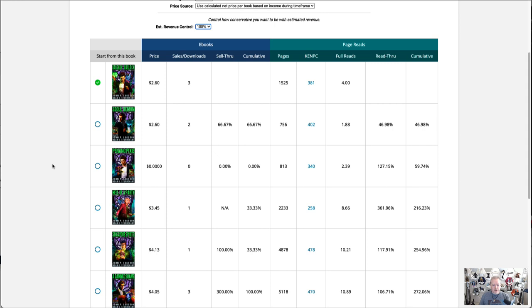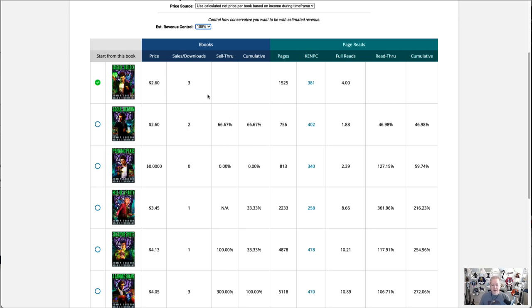Okay, so what we're looking at here is the blue block for sell-through and the green block for read-through. So this is for Kindle Unlimited. This is for if a person purchased the ebooks. This is all based on KDP data. All right, so we have which book we're looking at, the price of the book, how many units have moved, and that includes sales and downloads. And there's a very important point that we're going to get to in a little while regarding this, so keep watching.